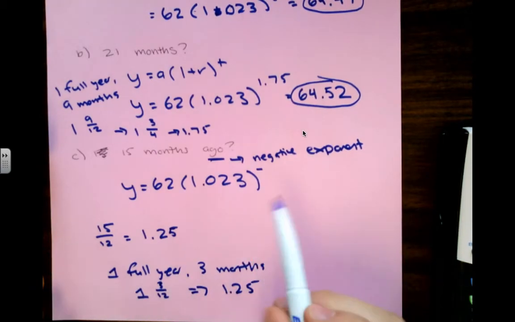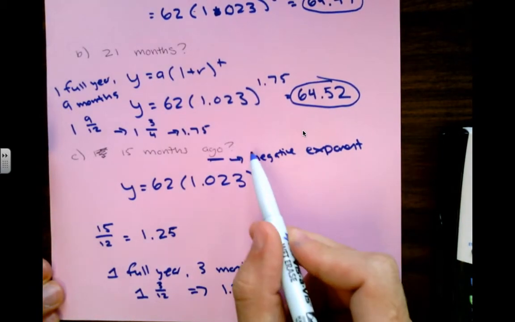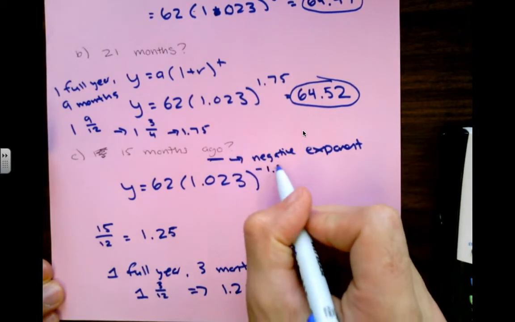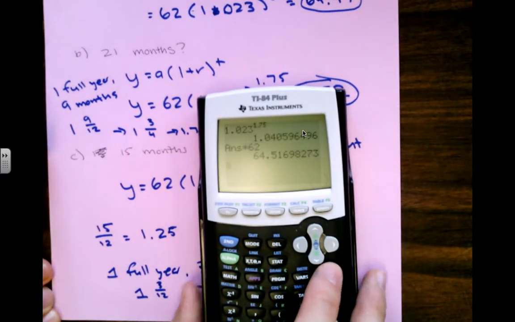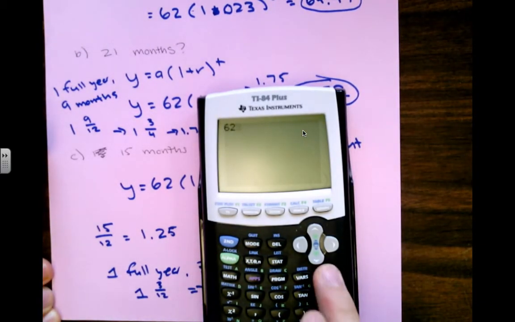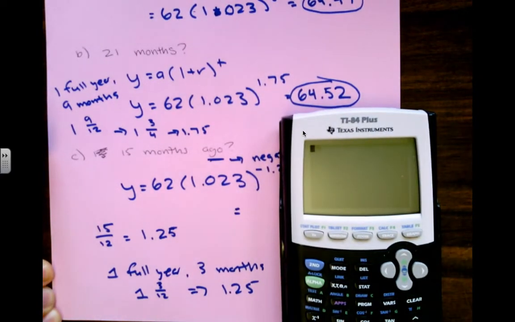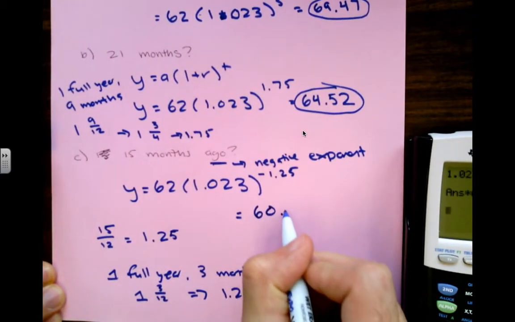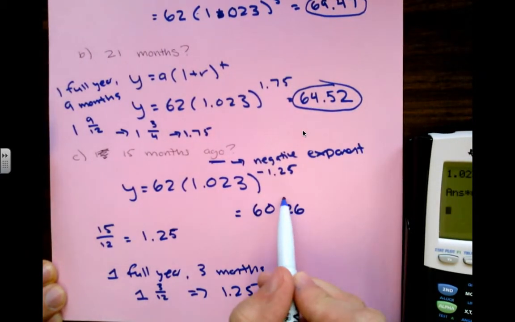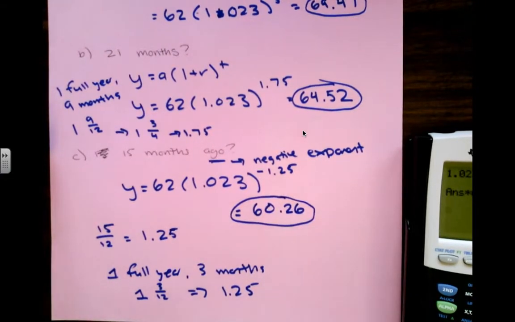With all that being said, it's going to be negative because we're talking about 15 months ago. So we would say negative 1.25. Just like the other questions, we plug all of this into our calculators: 1.023 raised to the negative 1.25, and then we multiply that by 62. That tells us $60.26. What that means is 15 months ago, that's how much the sneakers cost.